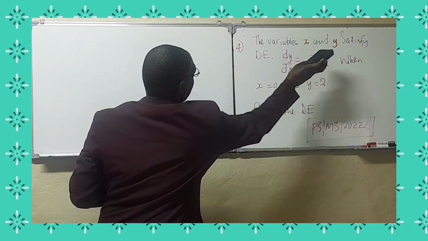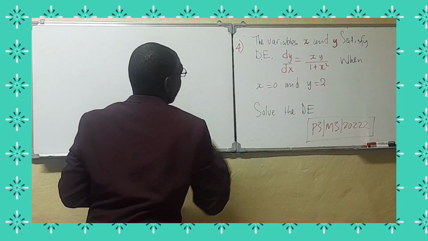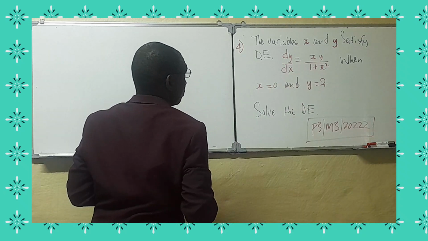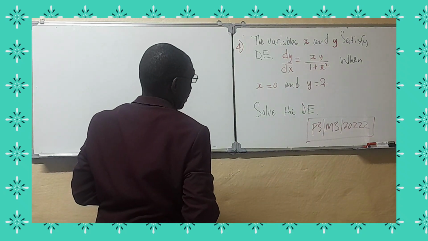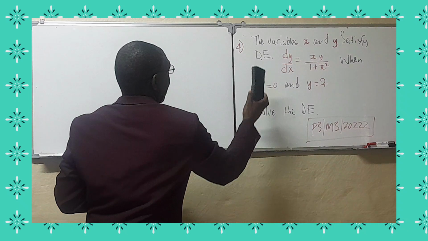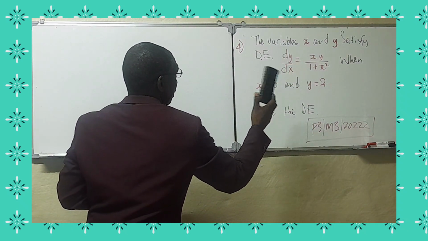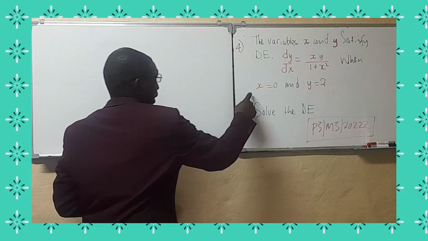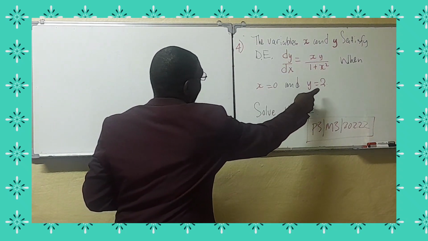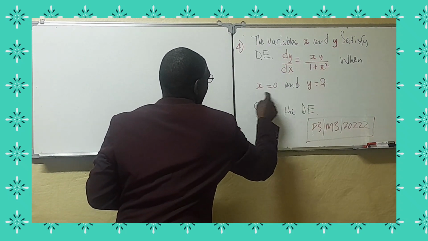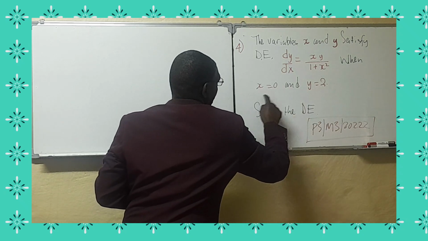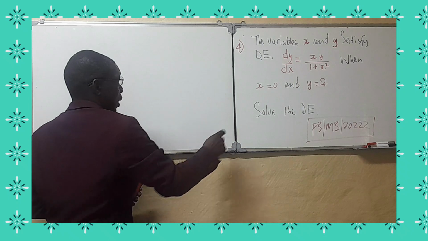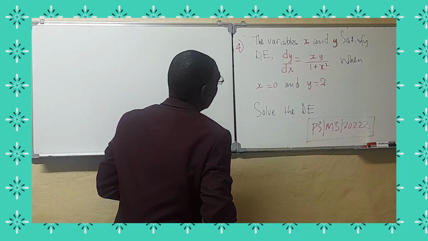The variables x and y satisfy the differential equation dy/dx is equal to xy divided by 1 plus x squared. Let me read it again. dy/dx is equal to xy divided by 1 plus x squared, when x is equal to 0 and y is equal to 2. These are called initial value conditions, initial conditions. Now the question says solve the differential equation.